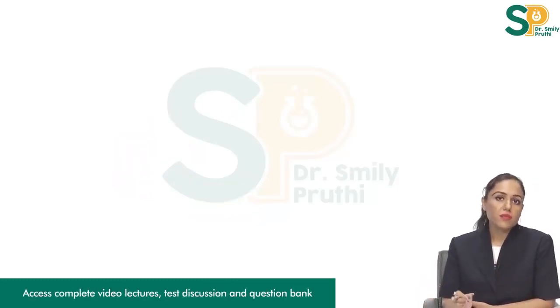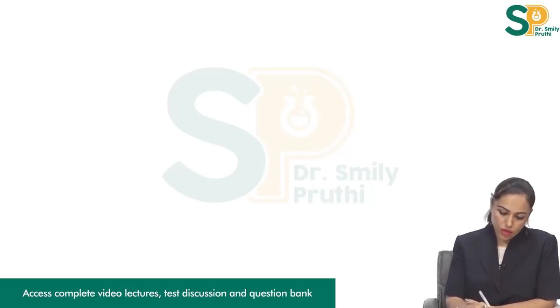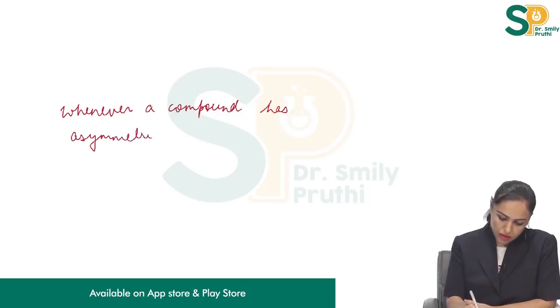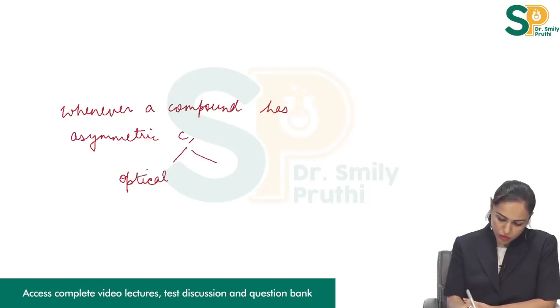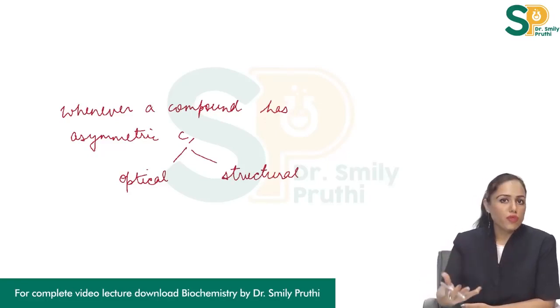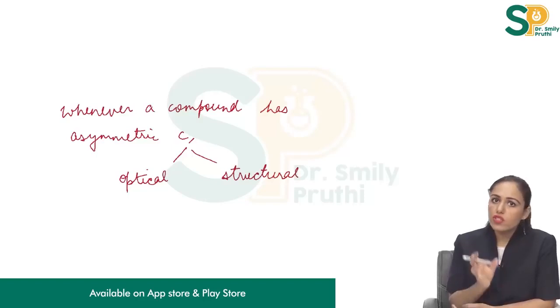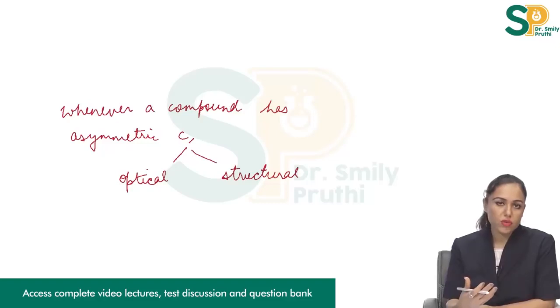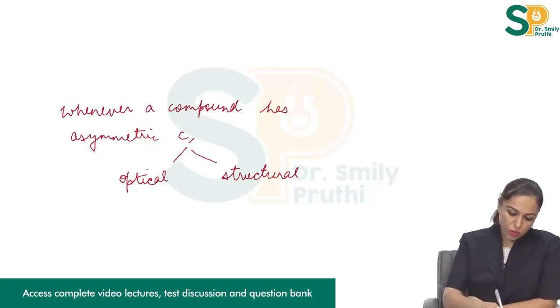So let's write some general point about asymmetric carbon. Whenever a compound has an asymmetric carbon, that compound will show both optical and structural isomerism. Both optical and structural isomerism, or isomerism is because of asymmetric carbon, right? Now this is a general point. You can apply this point in any topic and you will be right. General point means you can apply this point in any topic.